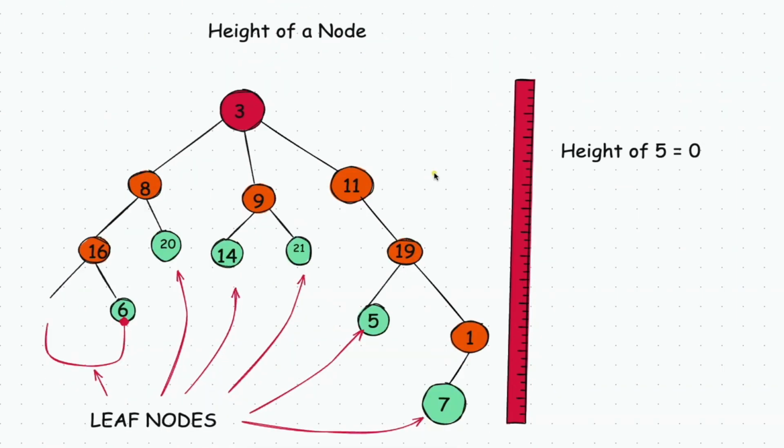Now consider another example where we calculate the height of 5. Now 5 is a leaf node. There are no children to that. So the height of any leaf node should be generalized to 0. So the height of 5 is also 0 because there are no further nodes attached to it.